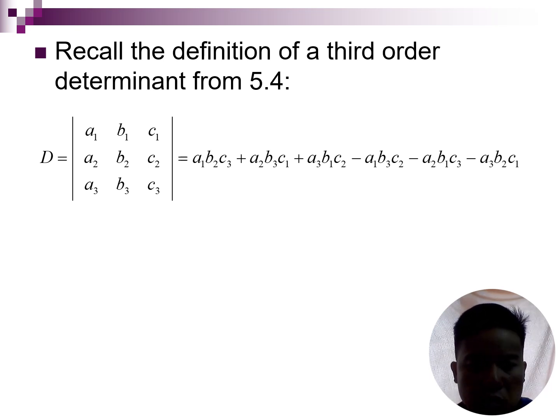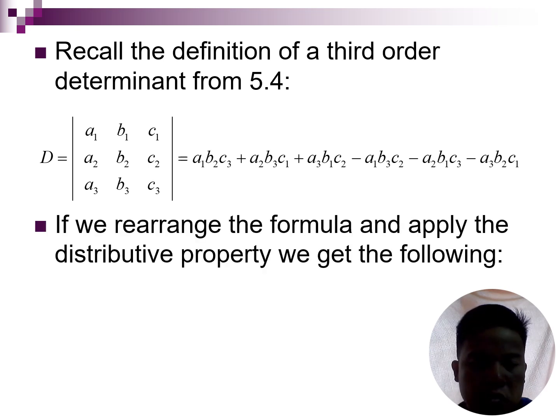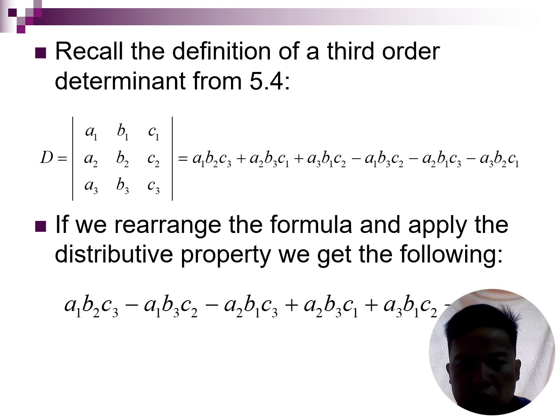So, we have the A1, B2, C3, A2, B3, C1, and so on and so forth. If we are going to rearrange the formula and distribute, then we can get the following. We have the A2. If we rearrange this one, as you can see, since the A1 here is common, A1 here as well as the A2 and so on and so forth.